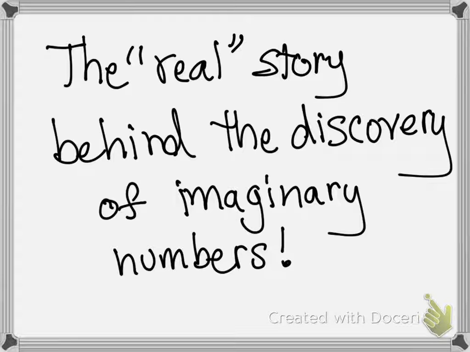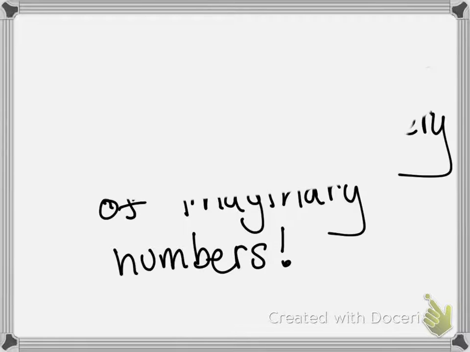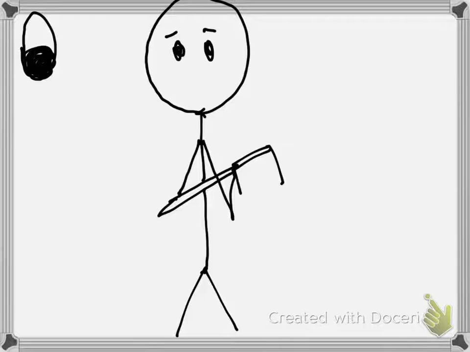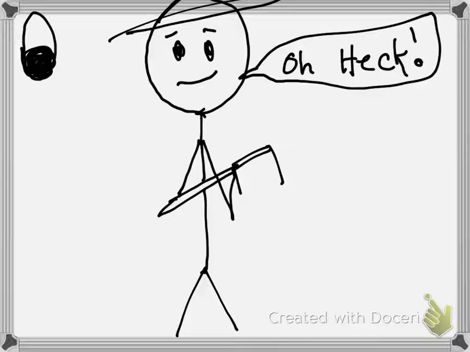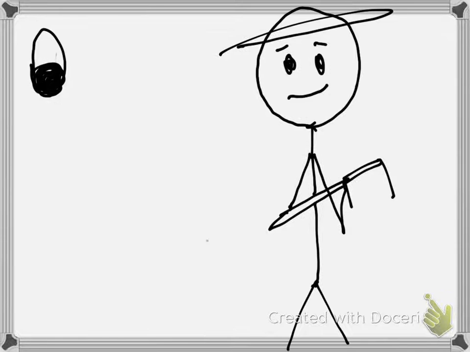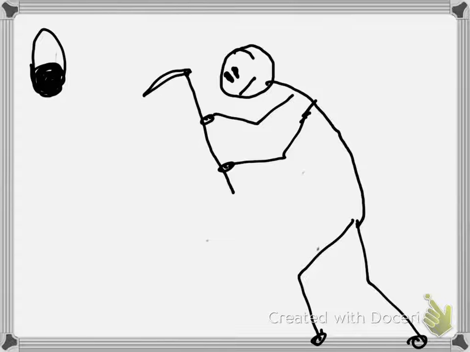The story of imaginary numbers. Once upon a time, there was a farmer working in his field. He saw a floating eye. He said, "Oh, heck." He tried to kill it with his scythe, but he somehow missed.